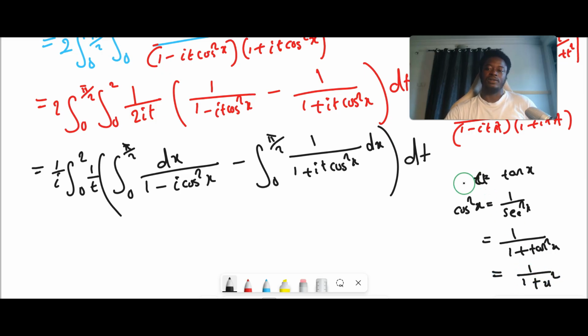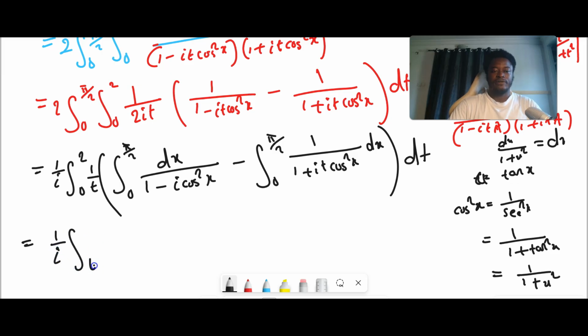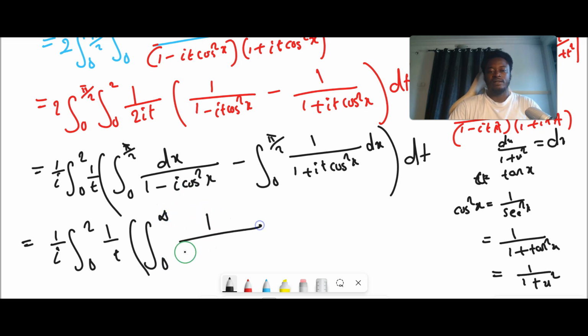All right, now what about du? Well, du divided by 1 plus u squared will be dx. And what about the limits of integration? When x is 0, u is 0, but when x is pi over 2, u would be infinity. So you would have 1 over i times the integral from 0 to 2 of 1 over t, and then you would have an integral from 0 to infinity.